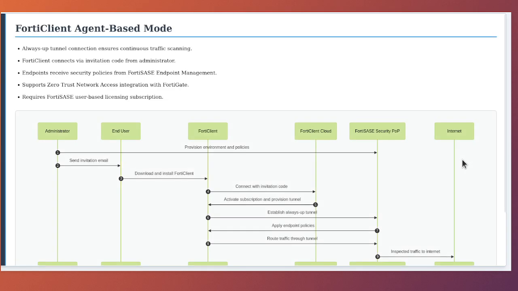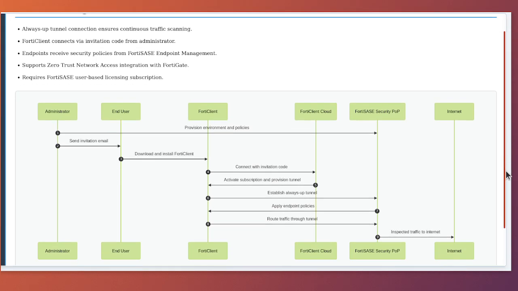FortiClient Agent-Based Mode. Let me explain the FortiClient Agent-Based Mode, which is one of the two primary deployment methods for FortiSASE. In agent-based mode, endpoints connect to a FortiSASE tunnel to secure their traffic. Once provisioned, clients maintain an always-up tunnel connection that ensures FortiSASE continuously scans all traffic destined for the Internet.